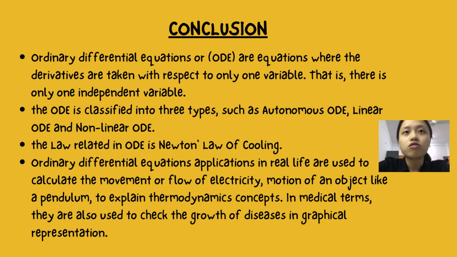For the conclusion, we can conclude that ordinary differential equations, known as ODEs, are equations where the derivatives are taken with respect to only one variable. There is only one independent variable. The ODE is classified into 3 types: autonomous ODE, linear ODE, and non-linear ODE. And the law related to ODE is Newton's law of cooling, and so on.